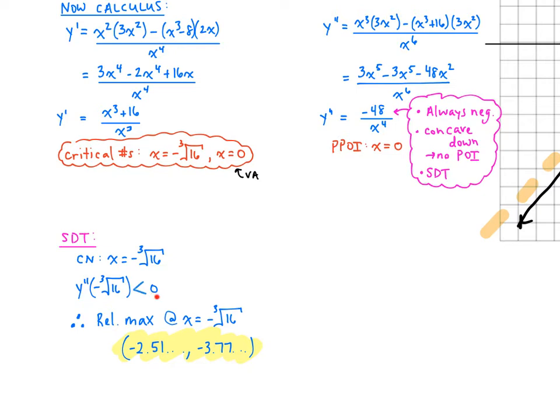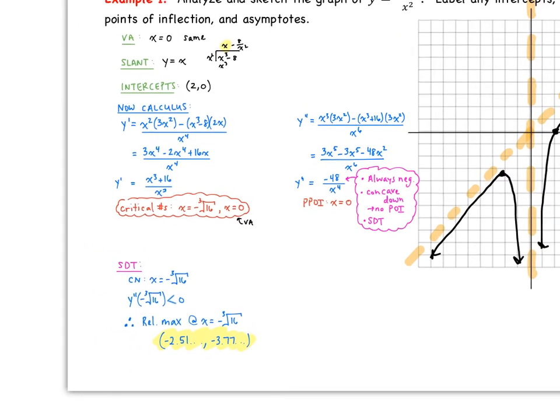So since it's less than 0, we know we have a relative maximum at x equals negative cube root of 16. Now, if we were to plug this into our calculator, it's about negative 2.51. And then if we were to plug this into our original function, we would get that as our y value. So we need to take that into account when we're graphing. Okay? So now we've got all of our information.